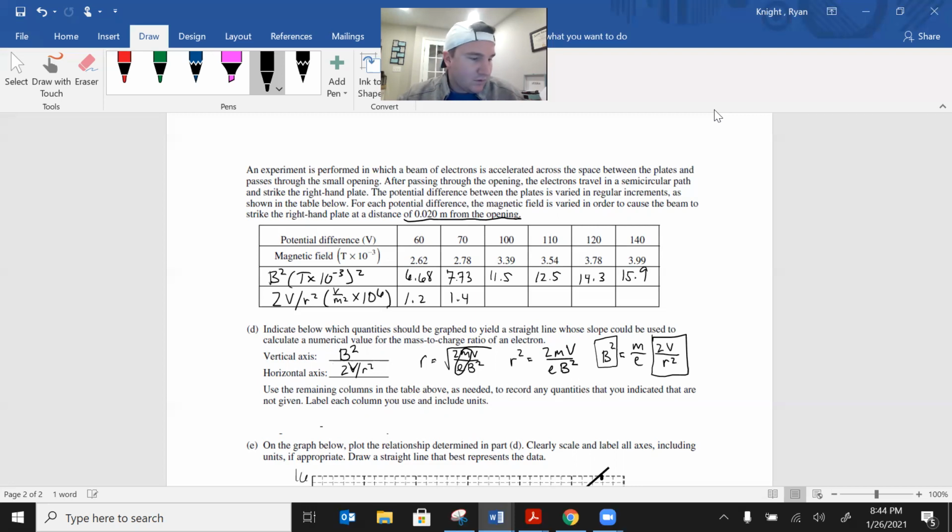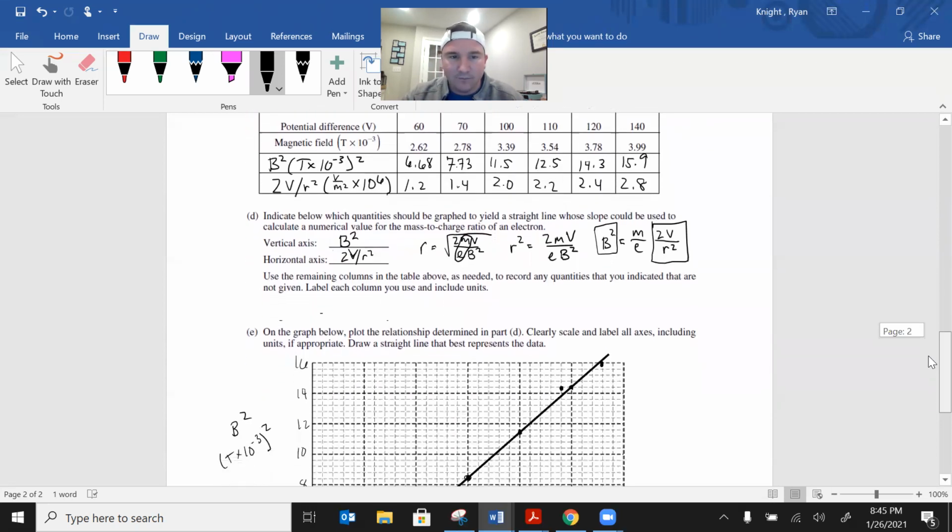1.4, 2.0, 2.2, 2.4, and 2.8. All right, so that's just 120 divided by R squared, and R squared is 1 times 10 to the -4th. So 120 divided by 1 times 10 to the -4th gives us 1.2 times 10 to the 6th, 1.2 million, as the value there. So I included those.